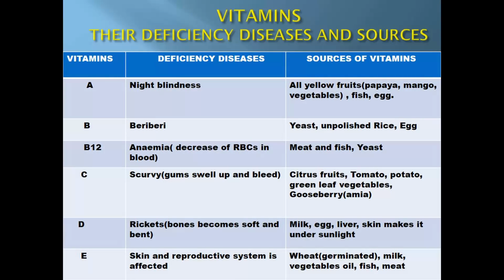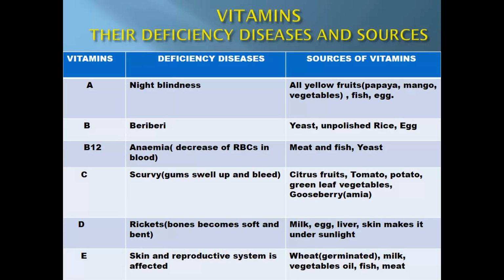Here is the table of vitamins and their deficiency diseases and sources. Vitamin A, and deficiency disease is night blindness. Sources are all yellow fruits, fish, egg, mango, etc. Vitamin B deficiency disease is beriberi, and sources of vitamin B are yeast, unpolished rice, and egg. B12, the deficiency disease is anemia, and the sources of B12 vitamin are meat, fish, and yeast.